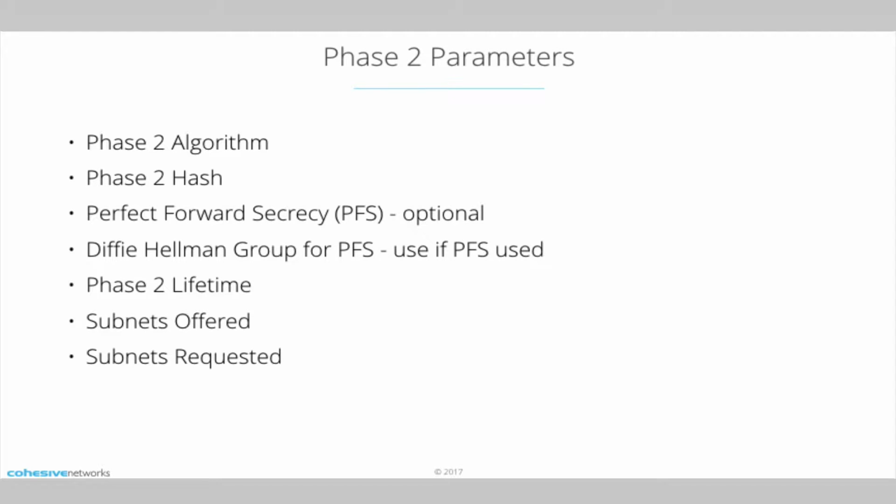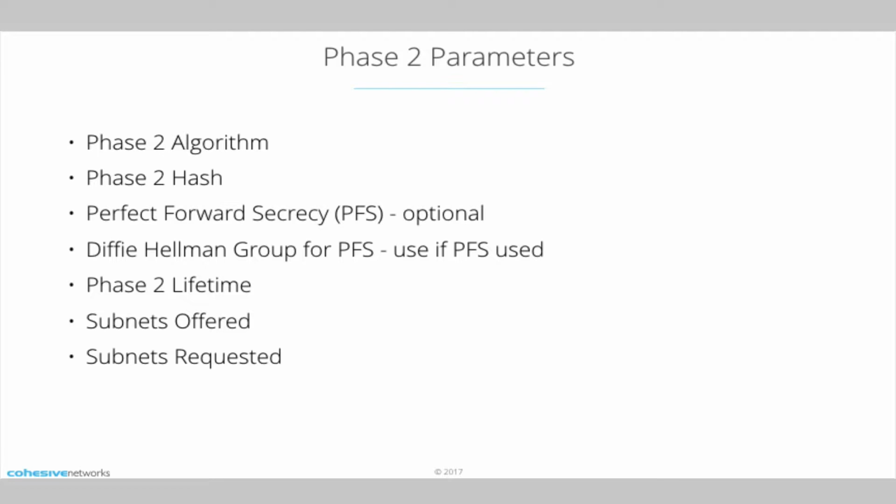Phase 2 parameters are effectively the same, slightly different in how it's done. Phase 2 doesn't use a Diffie-Hellman group, but phase 2 can be negotiated with what's called perfect forward secrecy. So you have an algorithm, you have a hash function, and then you have whether perfect forward secrecy is on or not. And then if PFS is used, there is a Diffie-Hellman key exchange as part of PFS, so you need to provide that.